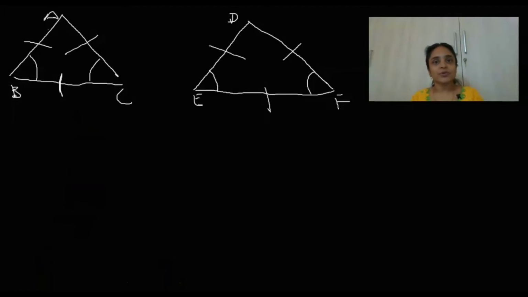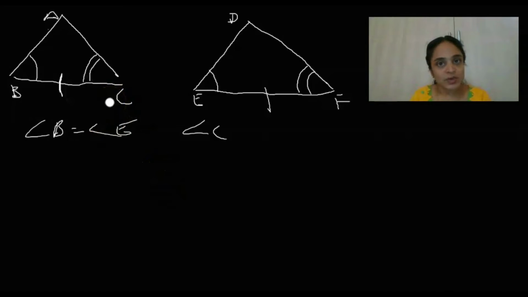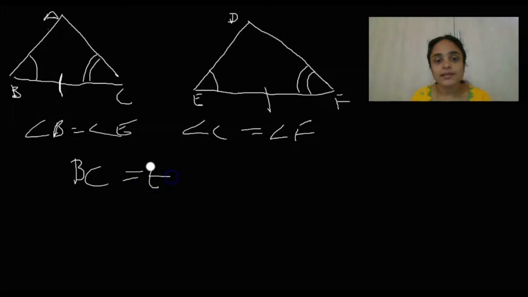Are you ready to prove this? We have to prove that if two angles and the included side of this triangle are equal to two angles and the included side of the other triangle, then these two triangles are congruent. Here we need to prove that if this ASA rule is satisfied, then triangle ABC is congruent to triangle DEF. That is, if angle B is equal to angle E, angle C is equal to angle F and BC is equal to EF, then these two triangles are congruent. We have to prove that.